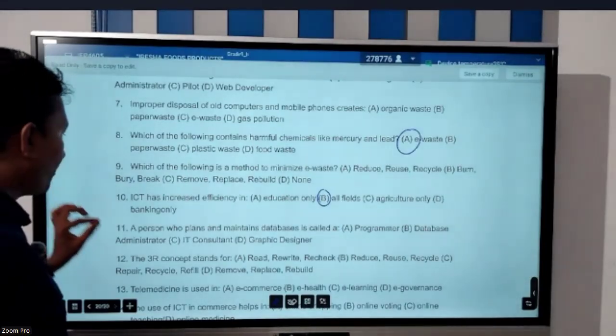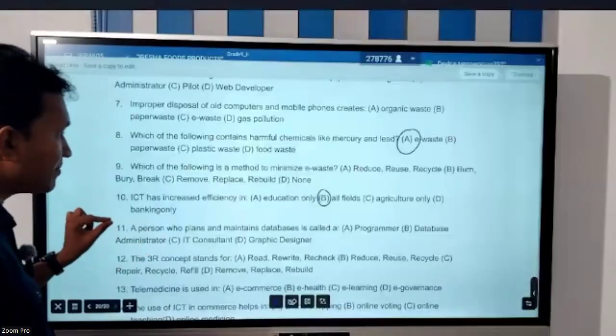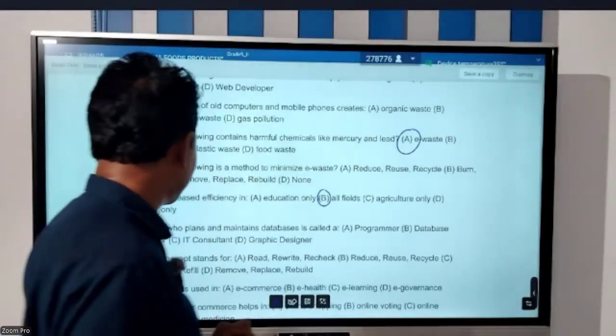A person who plans and maintains a database is called.